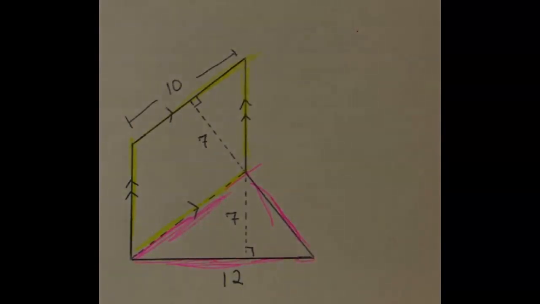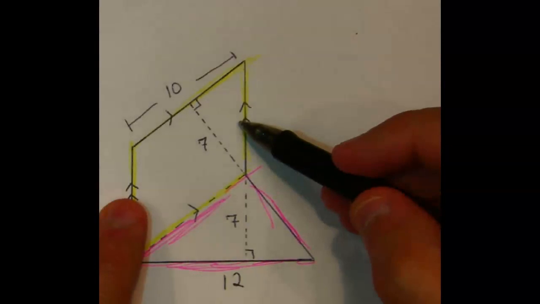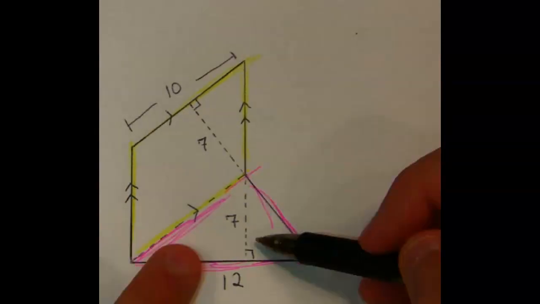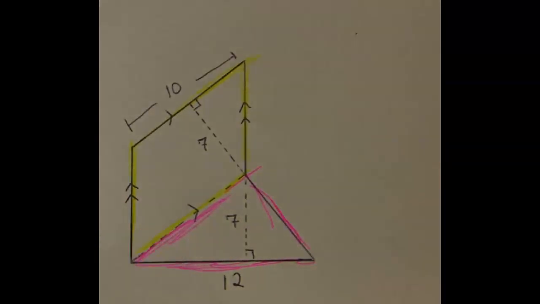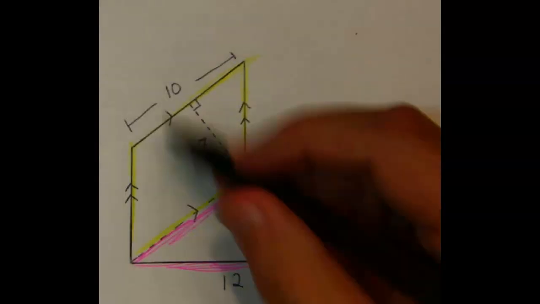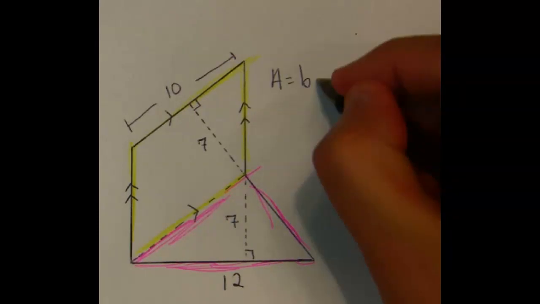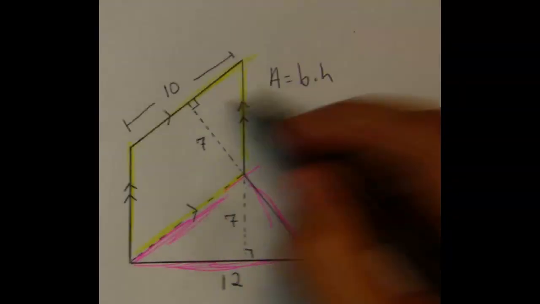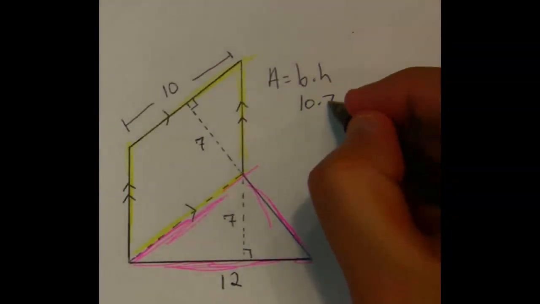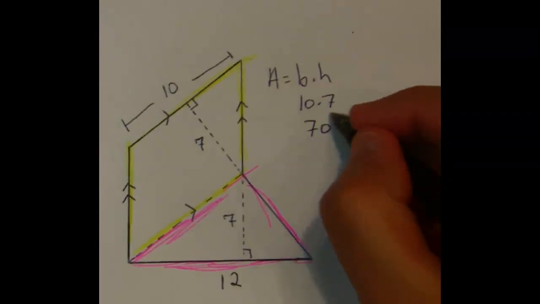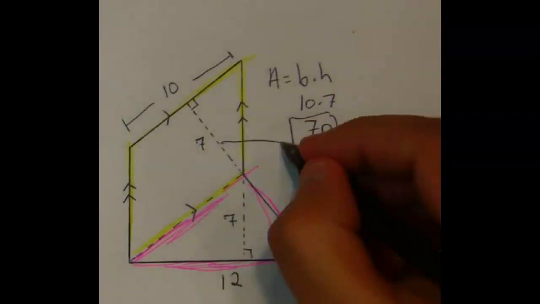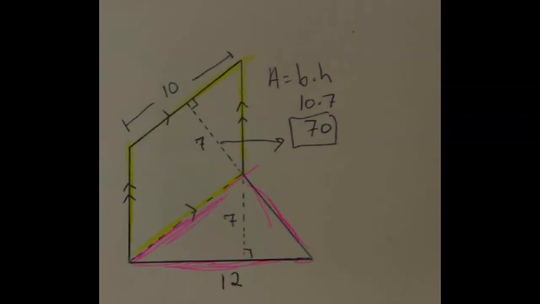Well, if you find the area of this parallelogram and the area of this triangle, and add these two together, you'll have your composite area. Let's look at the parallelogram first. Remember, area of a parallelogram is base times height. So we would have 10 times 7, which is 70. That's all you have to do to find the area of the parallelogram.